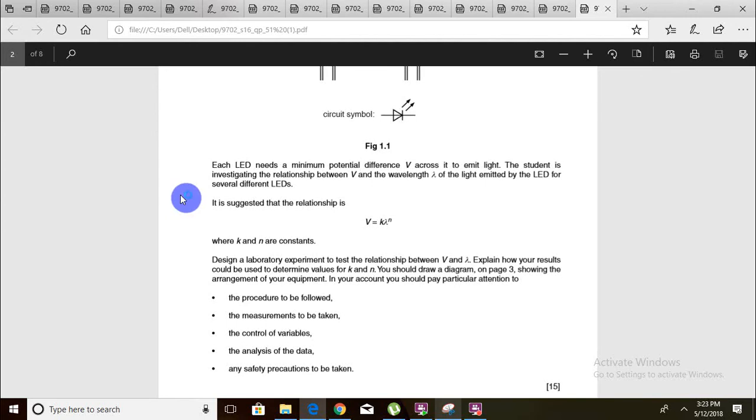You should draw a clear diagram to show the arrangement of your equipment and pay attention to the procedure, the measurements, the variable control, the data analysis, and the safety precautions that should be taken.